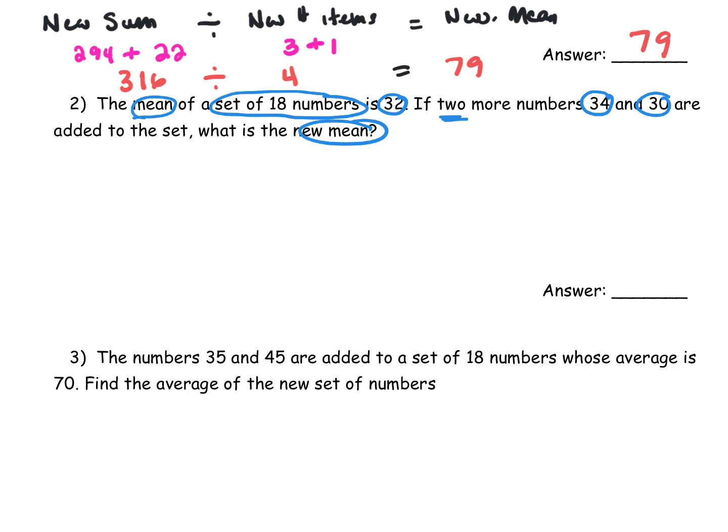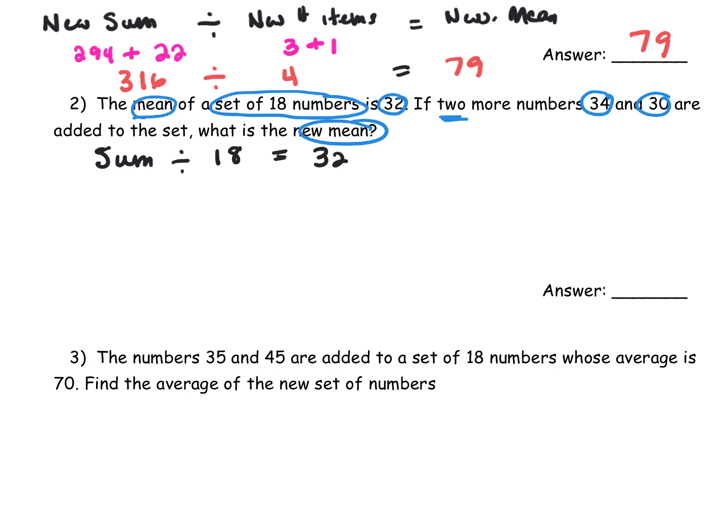Our knowledge of mean is that we take the sum and we divide it by the number of items we've added. They told us that they had 18 numbers, and after they took that sum and divided it, the average, or the mean, was 32. So that's what we know so far.